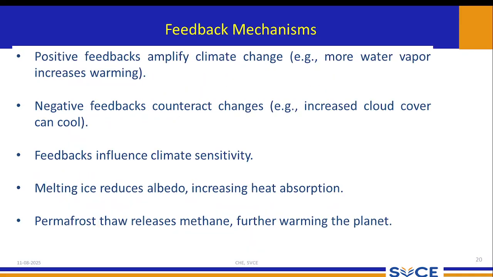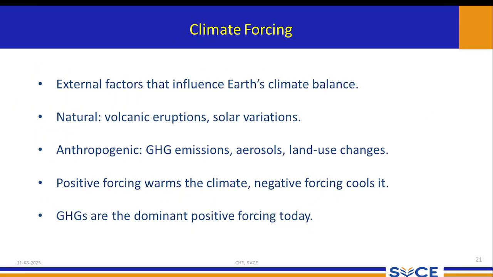Feedback mechanisms: positive feedbacks amplify climate change, for example more water vapor increasing warming. Negative feedbacks counteract changes, for example increased cloud cover can cool. Feedbacks influence climate sensitivity. Melting ice reduces albedo, increasing heat absorption. Permafrost thaw releases methane, further warming the planet.